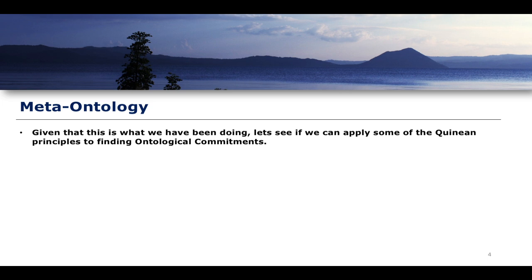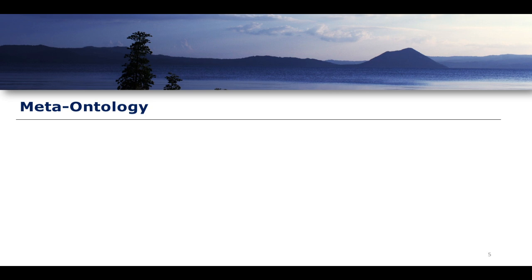So, given that this is what we've been doing, let's see if we can apply some of the Quinean principles to finding ontological commitments. Let's see if we can finish off this series of lessons on ontology by doing something like this. Fundamentally, what is the correct way to find sentences that one takes to be true? That is the question that I wish to ask here.